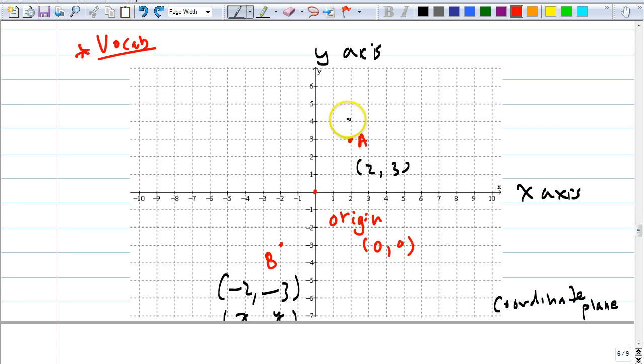Okay, so then the ordered pair is (2, 3). Why do they call it (2, 3)? Why can't it be (3, 2)? Because don't you have to go up 3 and to the right 2? Don't you get to A? That's slope.